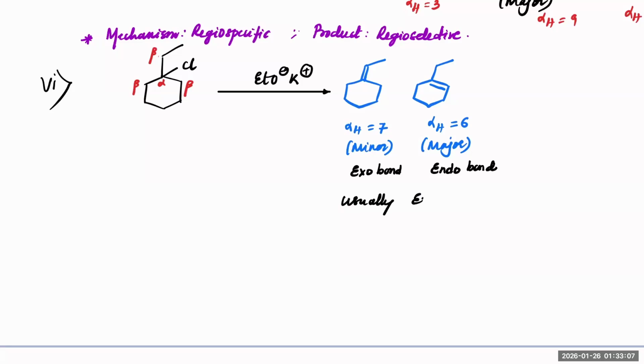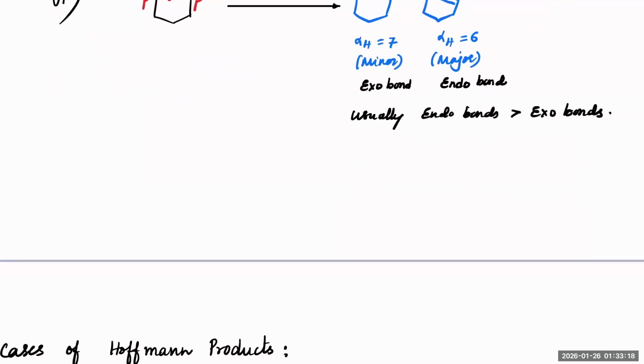endo bonds are stronger than exo bonds. Of course, there is a certain reason for it. We'll not get into a discussion of that. But my request is wherever you see a chance of the double bond getting inside the ring and outside the ring, acha, is it valid for every case? No. Let me put that also. Only valid for 5 and 6 membered rings.